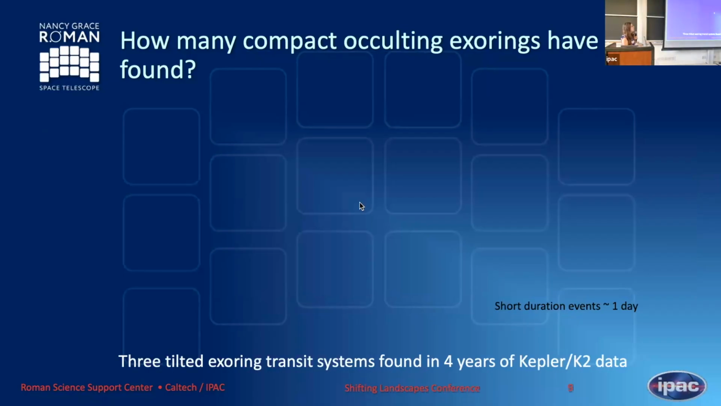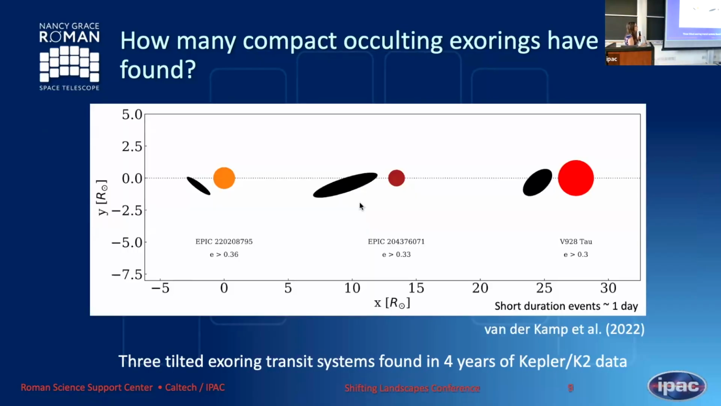What about compact occulting exorings? Also 3. This is how many that have been found. A team went through all of the Kepler K2 data, and they were looking specifically for these asymmetric transit signatures, and they found 3. These are compact systems, so that is when the disk is roughly the same diameter as the star. So you're not seeing the detailed ring structures, but you are seeing this asymmetric transit. Basically, this is how many that have been found so far. And by the way, these transits are of order a day.